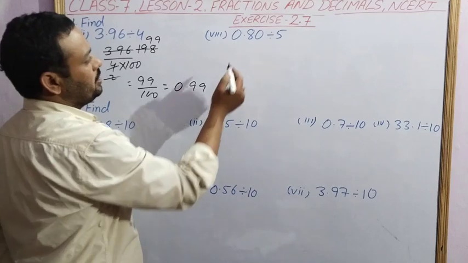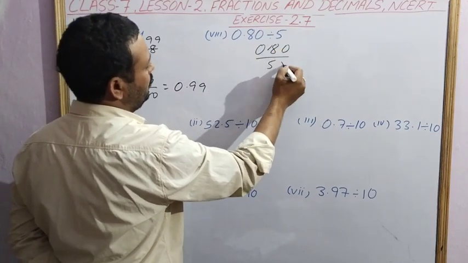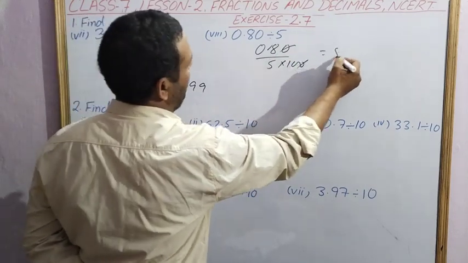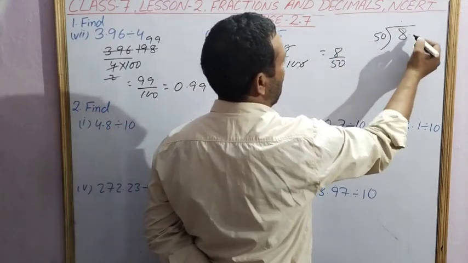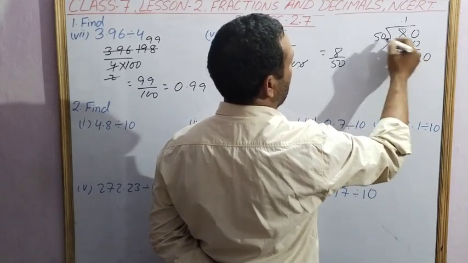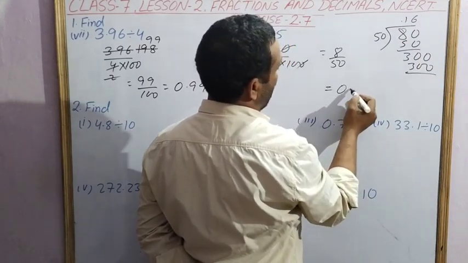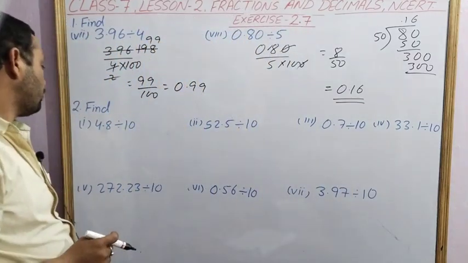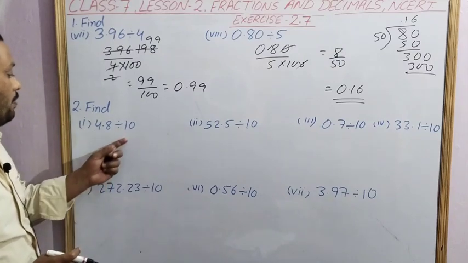Then question number 8 is 0.80 divided by 5. Remove the decimal, so it becomes 80 by 500, this 0 is divisible, then this one is not divisible, so 8 by 50. Now divide 8 by 50. Put a decimal and 0, then 50 goes in 80 once, again 30 will come, again 0, that gives 0.16. Like this.